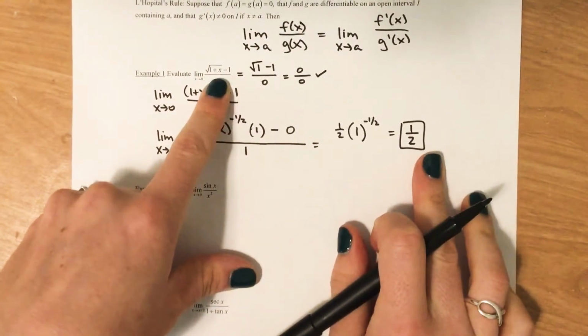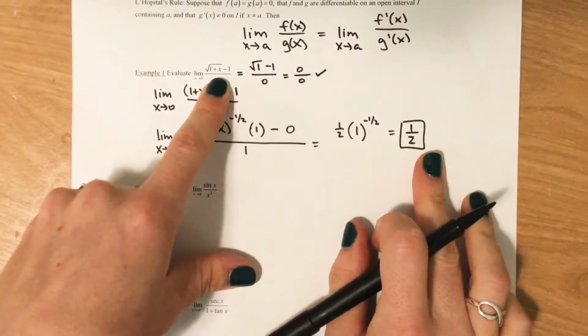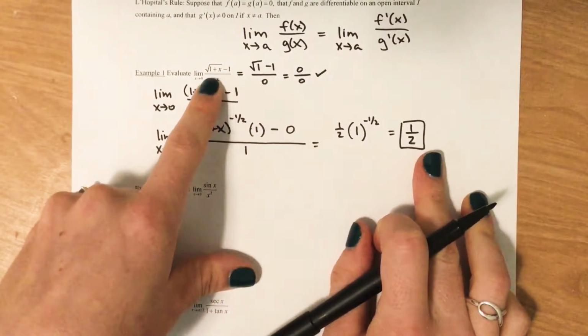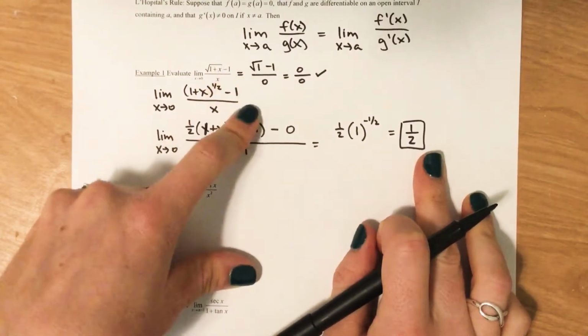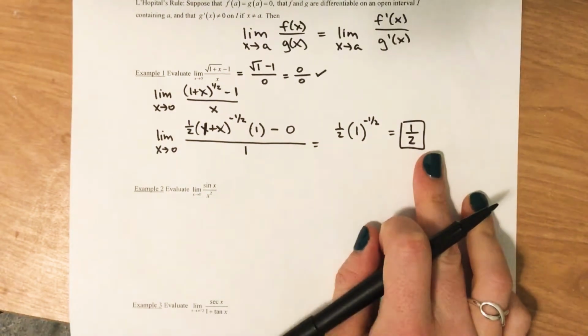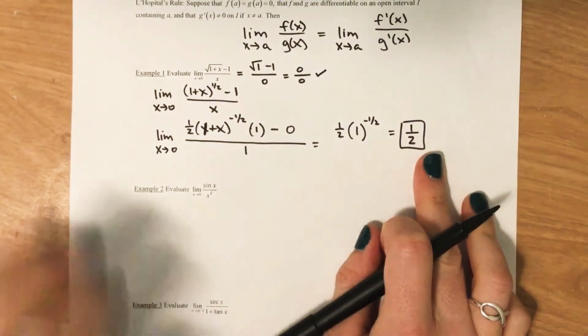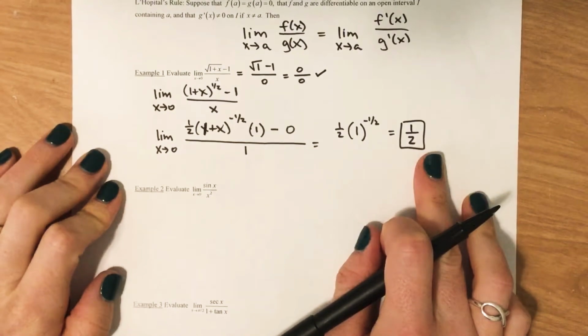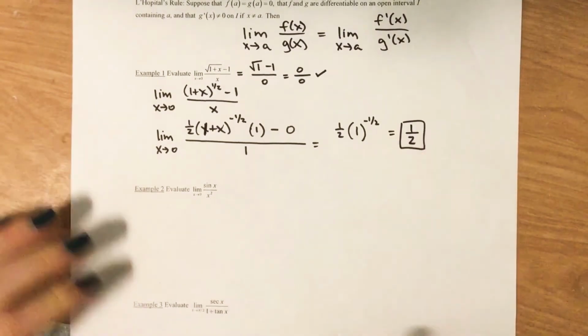Because of the square root, we would have had to do a conjugate. We would have had to multiply top and bottom by root 1 plus x plus 1, distribute, and simplify this whole thing. There would have been a lot of manipulation, and this is a fairly quick trick if you know your derivatives well. So let's look at the next one.